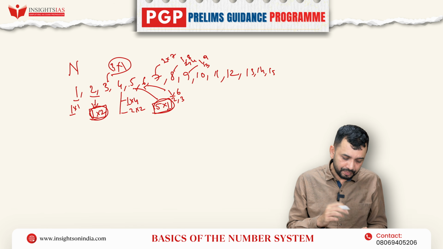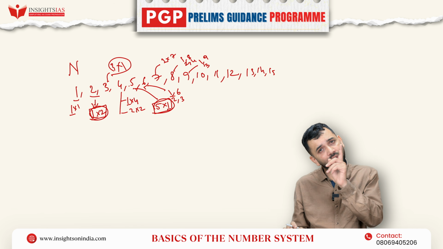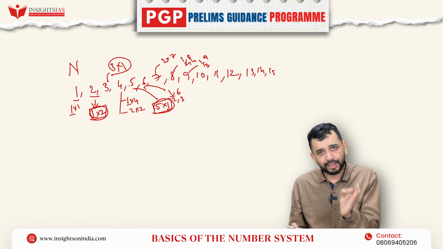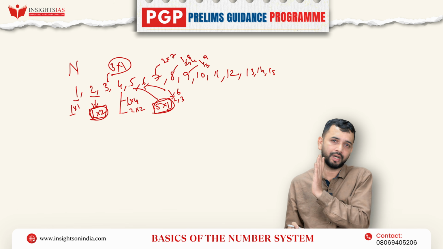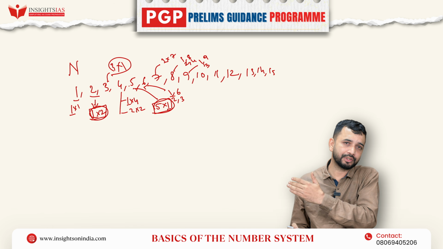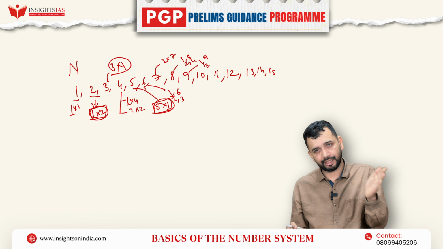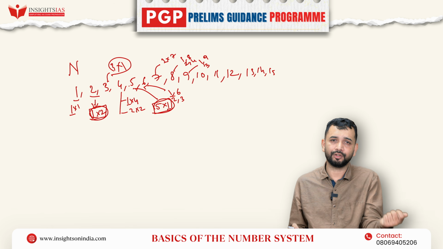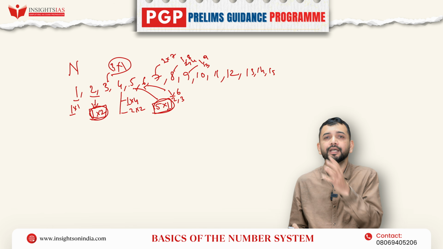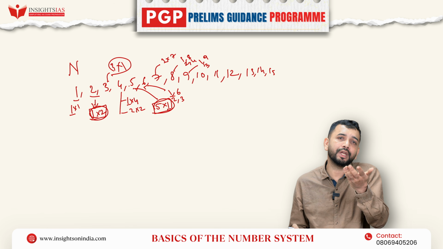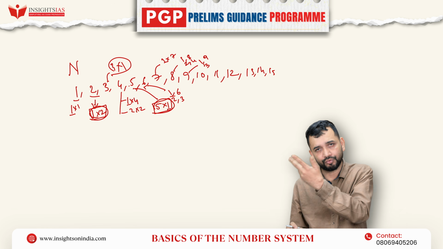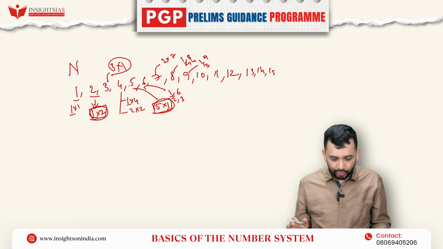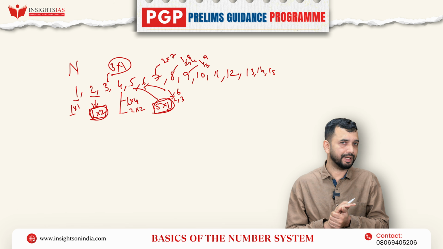Now 1, if you look at it, has only one factor, that is 1. That is why 1 is neither prime nor composite. So any natural number can either be unity, that is 1, or a prime number which has exactly 2 factors, 1 and the number itself, or a composite number which has more than 2 factors. It can be 3, it can be 4, it can be 8. That is something we are supposed to understand.